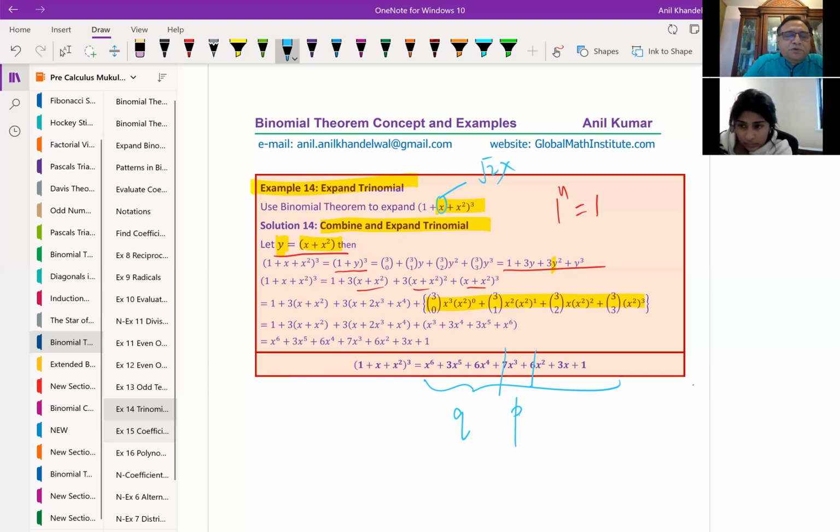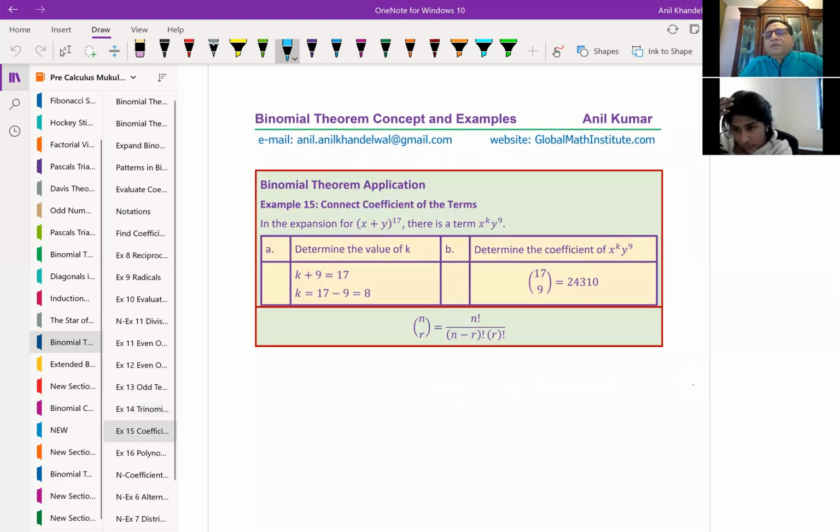Perfect. So let's move on and take another example. These are short questions which are easy to answer, but many times in the test paper, we begin with these kinds of questions. Can you please read and answer this? In the expansion for x plus y to the power of 17, there is a term x to the power of k, y to the power of 9. Determine the value of k. So what is the value of k?